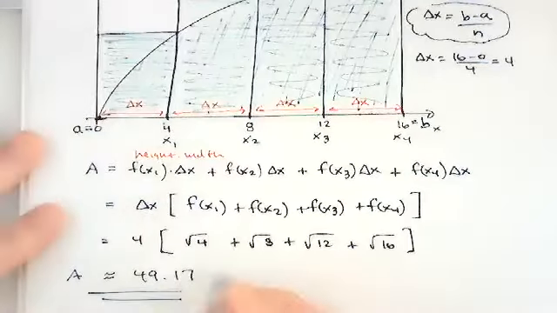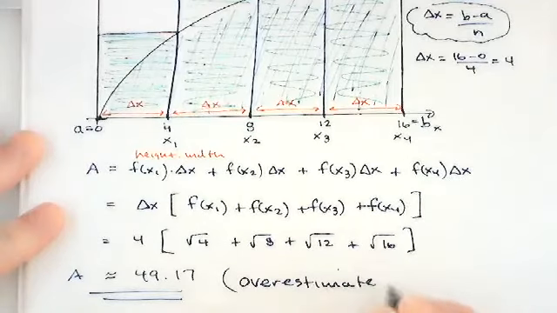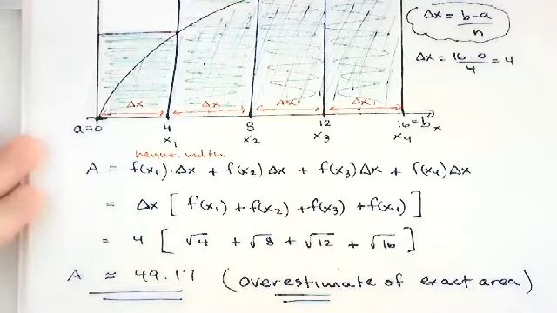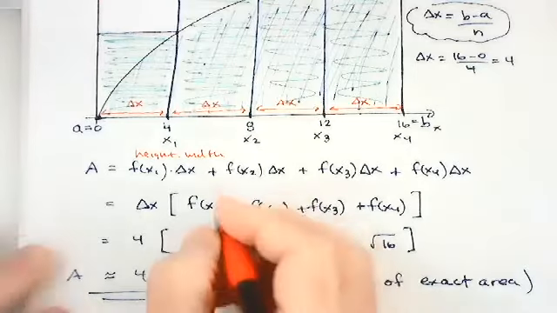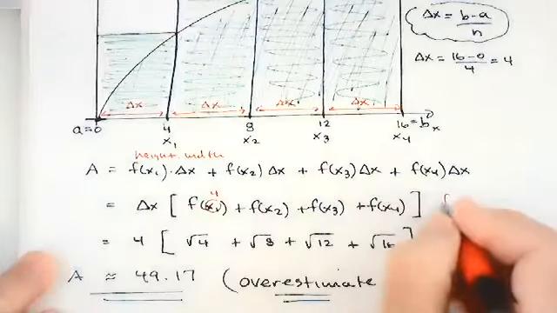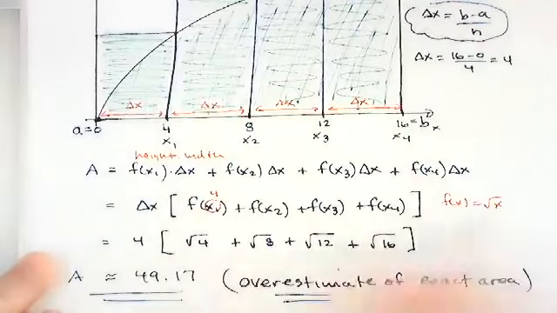And just to acknowledge, this is definitely an overestimate of the exact area. It's an overestimate because my rectangles go above the graph. So, explanation here: x1 was my first number, which was 4. Remember that my function is the square root of x. That was the function I had up there. So I would be plugging 4 into here. That's how I got the square root of 4. Same thing there.